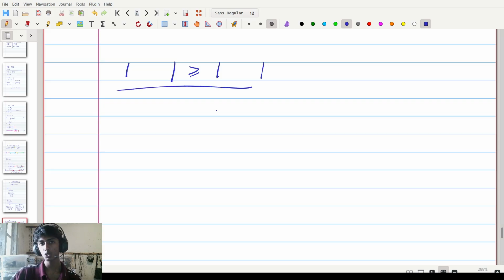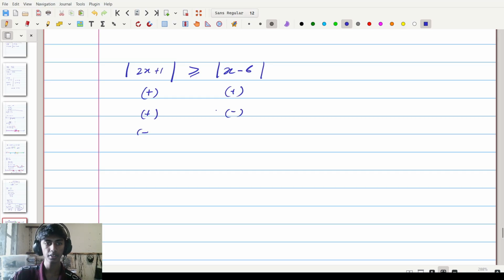However, for the case where we have just two moduluses, let's say we have 2x plus 1 and x minus 6. In this case, there are four possibilities that can happen here. The four possibilities are this thing being positive and this thing being positive, this thing being positive and this thing being negative, this thing being negative and this thing being positive, and both of them being negative. So we have positive-positive, positive-negative, negative-positive, and negative-negative. It should be noted that some of these cases do not exist.